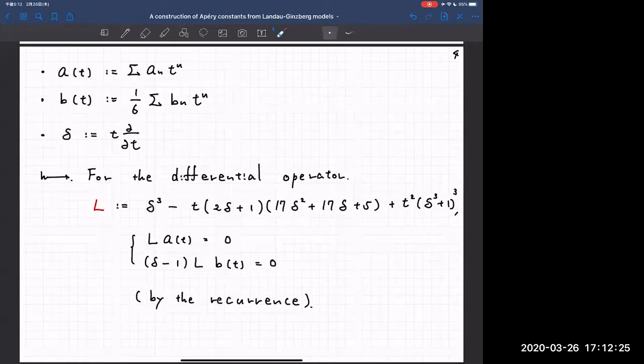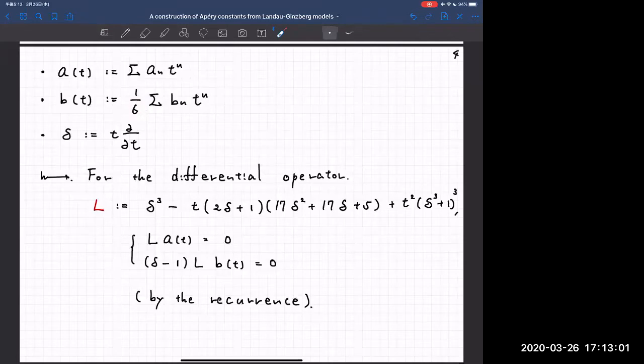Actually, nowadays we can understand their meanings by using geometry. As a preparation, firstly, instead of A_n and B_n themselves, I want to prepare the generating series A(t), which is the sum of A_n t^n, and B(t), which is the sum of B_n t^n. But because of a technical result, I need to divide them by 6, that is, 1 over 6. Please remember this value 6; it appears again in the generalized situation.